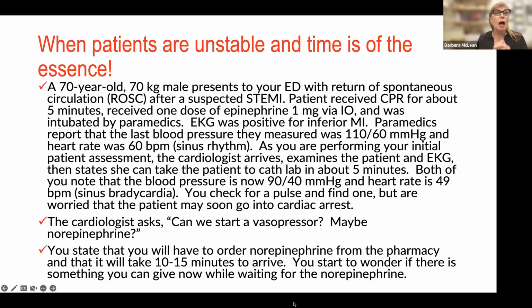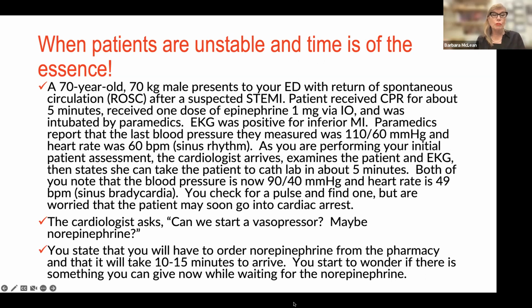Patients are unstable and time is of the essence. So we have a 70-year-old, 70-kilogram male, presents to the ED. Maybe he's in flight, maybe you're transporting, but he has a return of spontaneous circulation after a suspected STEMI and a cardiac arrest. He got CPR for about 5 minutes, got 1 dose of epinephrine via IO, and he was intubated by paramedics. EKG is positive for inferior MI. Paramedics say blood pressure that we measured was 110/60 and his heart rate was 60. He's looking pretty darn good.